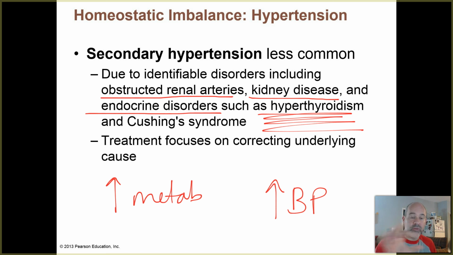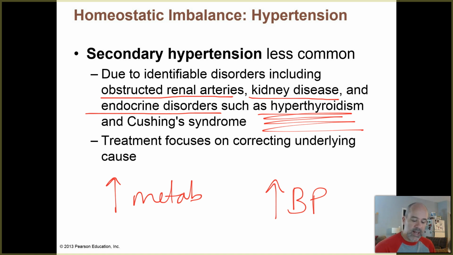Aldosterone triggers more sodium retention in your body fluids. Water follows sodium. That's going to increase your blood pressure. Also, the cortisol triggers an increase in glucose in your blood. Water is also attracted to glucose, so that's also going to increase your blood volume and increase your blood pressure.